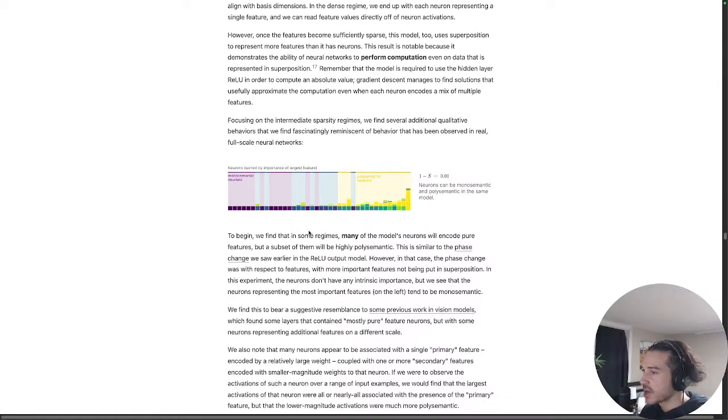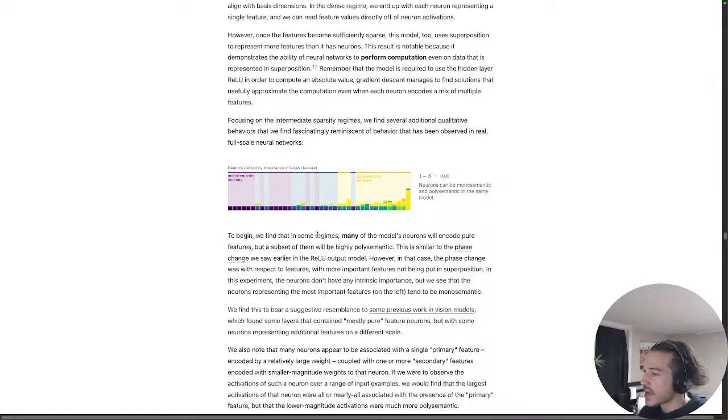So here we see a diagram, neurons sorted by importance of largest features, 1 minus s equals 0.01. Neurons can be monosemantic and polysemantic in the same model. And it's about, let's call it, half and half. To note though, those which are polysemantic are mostly lowly polysemantic, whereas those which are monosemantic, of course, are monosemantic. And there are some which overlap, which have very slight polysemanticity.